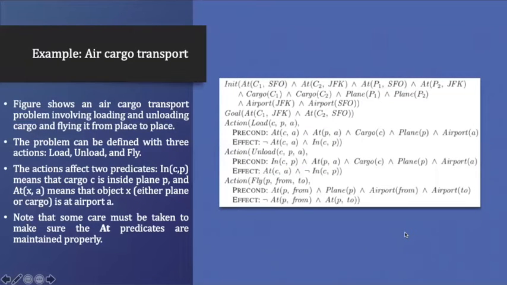Now let's understand whatever we have just learned with the help of an example. This is an example called air cargo transport, and we have an initial state defined here. This is the initial state, this is the goal state, and we have a set of actions. Let's say this is action 1, this is action 2, and this is action 3. So we have the initial state, the goal state, and a set of actions.